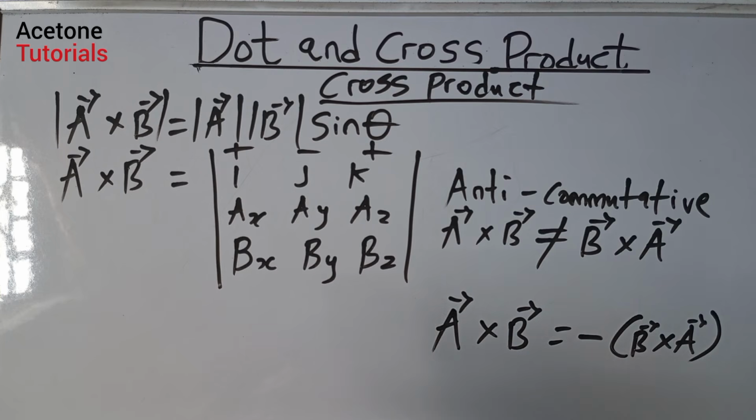Now, for the magnitude part, if theta is 0, it means vector A and vector B are parallel to each other. Sine 0 is 0, so the cross product is 0. So it means the cross product of two parallel vectors is 0.